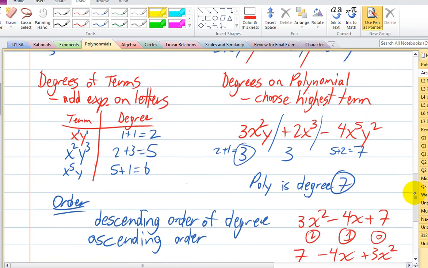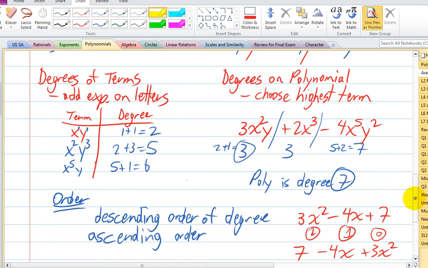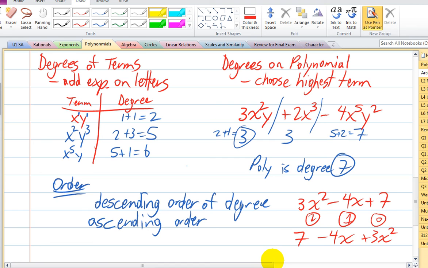So we covered degrees. Now that we know degrees, we can write every polynomial in two orders. We can write it in descending order, or we can write it in ascending order. You've already seen those words before. Those are two important math words, ascending and descending. It's always an order of degree. I took one polynomial that's in descending order because it's degree 2, degree 1, and a constant is degree 0. Then I rewrote it in ascending order, degree 0, degree 1, degree 2.